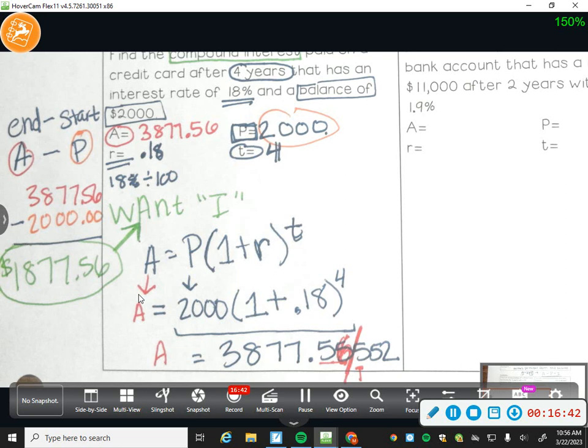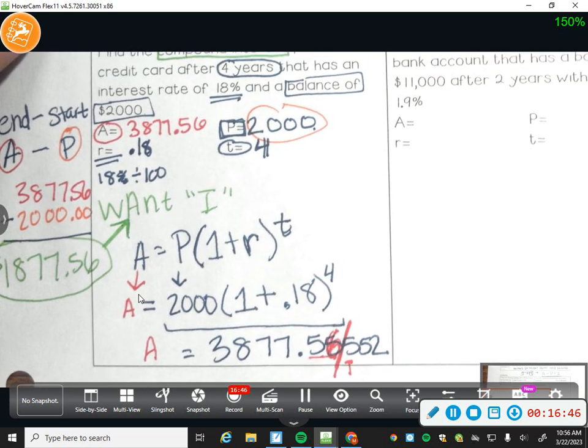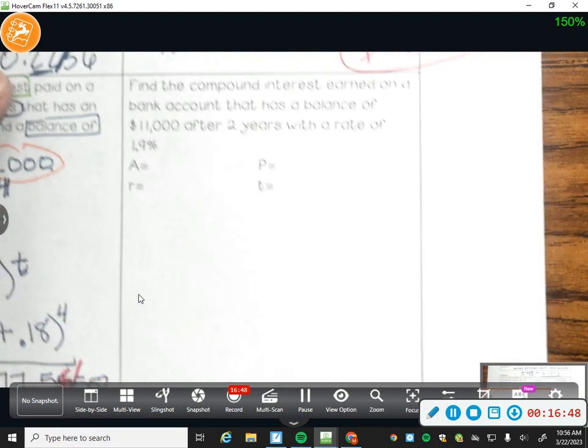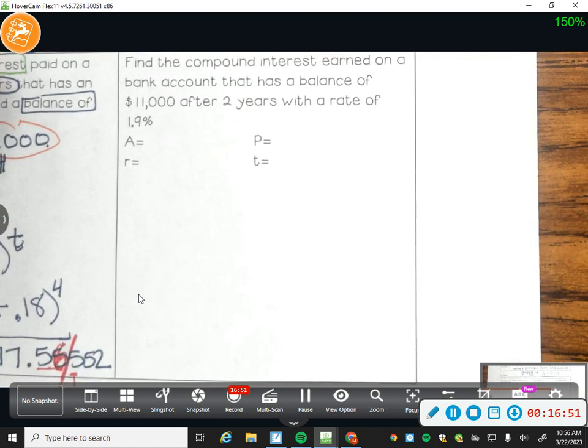And then we've got one more problem. It says to find the compound interest earned on a bank account that has a balance of $11,000 after 2 years with a rate of 1.9%. It does say compound interest, so I can assume that that rate is compound interest.